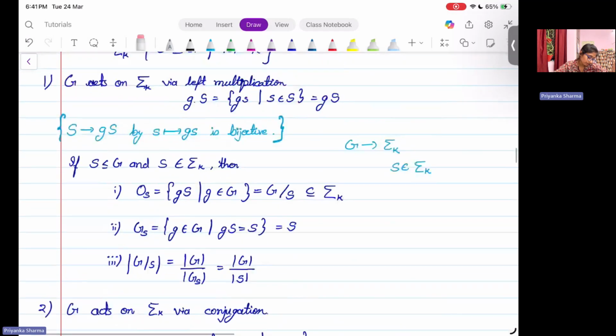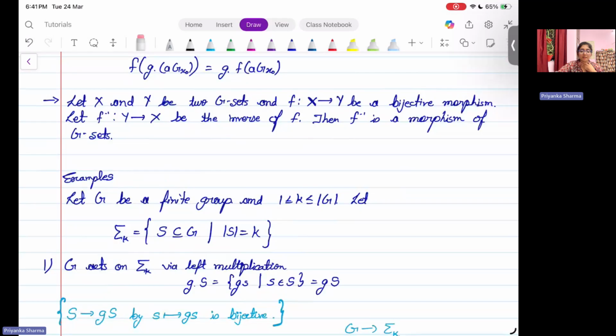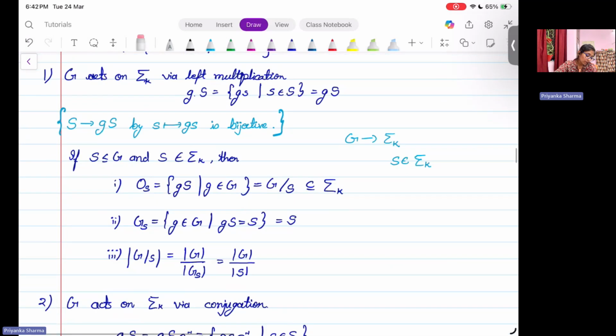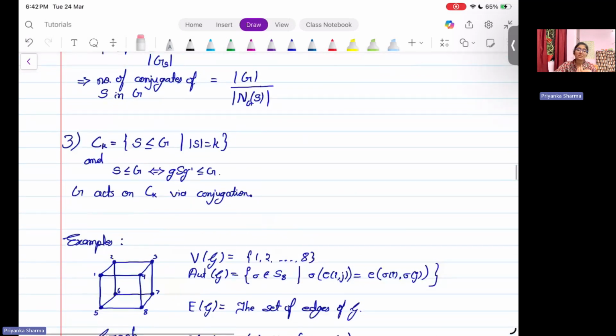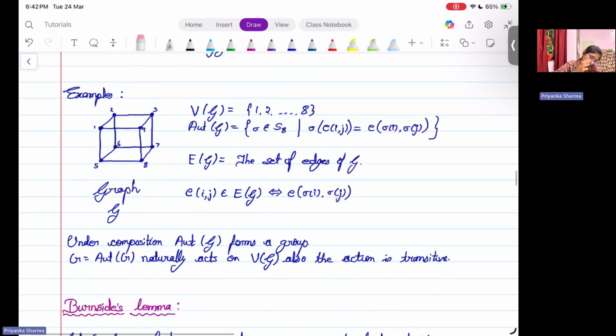In the next example, we are actually modifying this notation. So in sigma k, we have the set of all subsets of G. If we have the set of all subgroups of G having order k, then we have the notation Ck. So we can again define a group action under the conjugation. Okay. Now this is an interesting example of group action in graph theory actually.